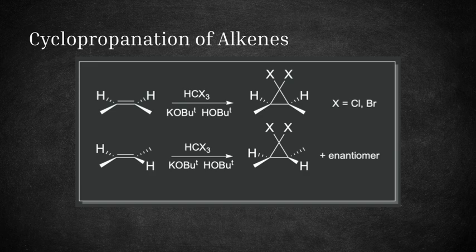This reaction forms a dihalocyclopropane, where two halogens are attached to one carbon of the cyclopropane ring. This transformation is both highly stereoselective for syn addition and stereospecific, meaning the stereochemistry of the starting alkene is preserved. A cis-alkene yields a cyclopropane where substituents on the ring are cis, while a trans alkene produces a cyclopropane with trans substituents. We will not look into the mechanisms of these reactions in this video.